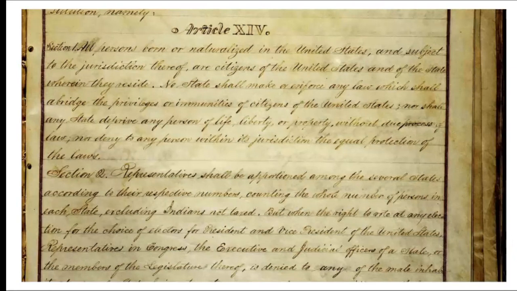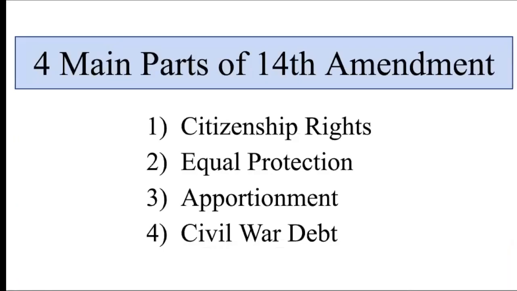But remember, amendments are tricksy things without positive guarantees. And of all of the amendments, the 14th is arguably the trickiest. It is also the bedrock for the basic civil rights that we take for granted on a day-to-day basis. There are four main parts to the 14th Amendment: citizenship rights, equal protection, apportionment, and Civil War debt.